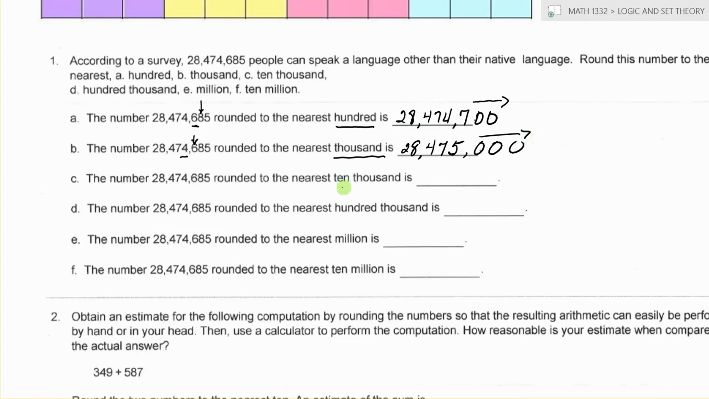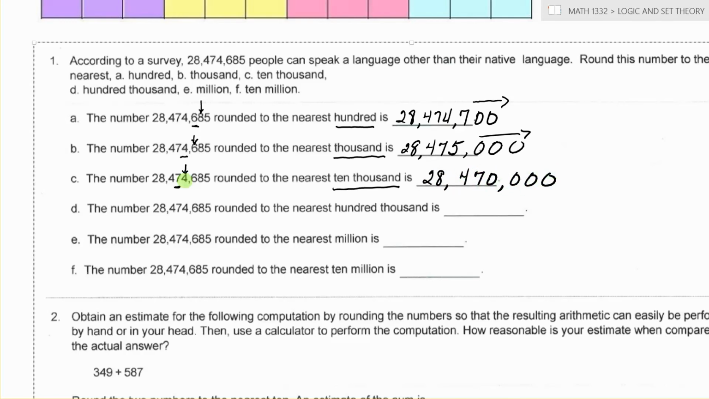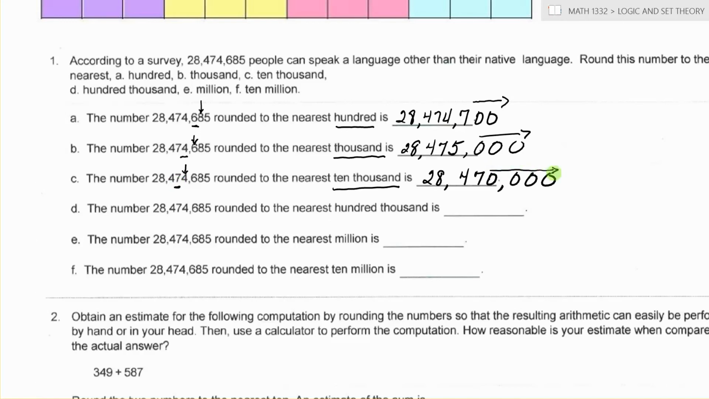Next, I'm supposed to round to the nearest 10,000. Well, 7 is sitting in the 10,000s place. The 4 tells me to drop it down to 70,000. So I will get 28,470,000. If the digit where the 4 is right here had been 5, this would have rounded up to 28,480,000. All right, so remember, past the place where you do the rounding, always put zeros.